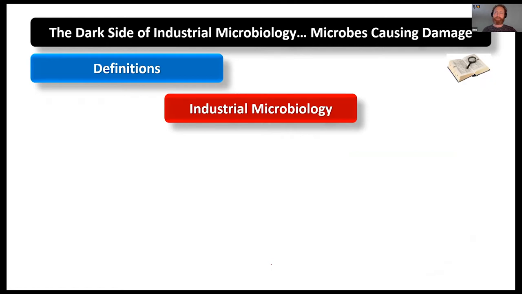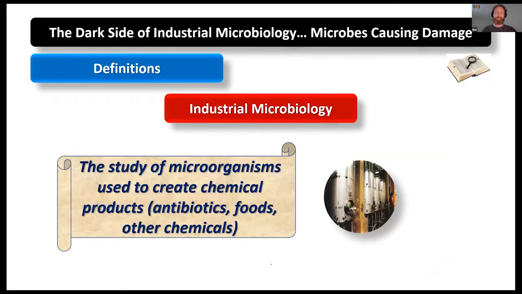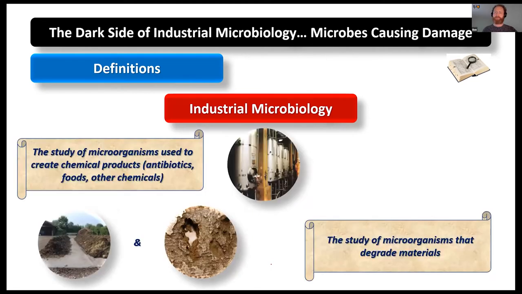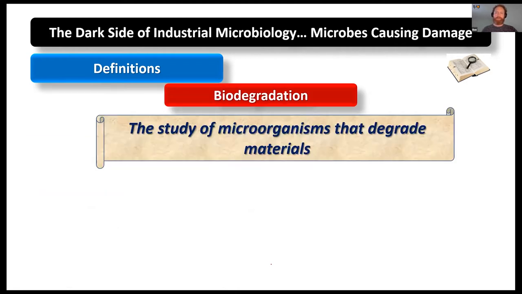Industrial microbiology is that branch of microbial ecology where we study the types of organisms used for production. We use them to create antibiotics, various types of foods, specialty chemicals, and it includes the study of microorganisms that degrade materials. So within industrial microbiology we have both what we call biotechnology, using microbes as tools for manufacturing things, and the study of microorganisms that degrade materials. Of course, even biodegradation has two sides of a coin type story.